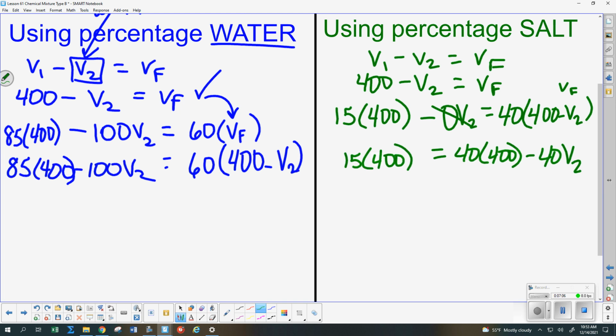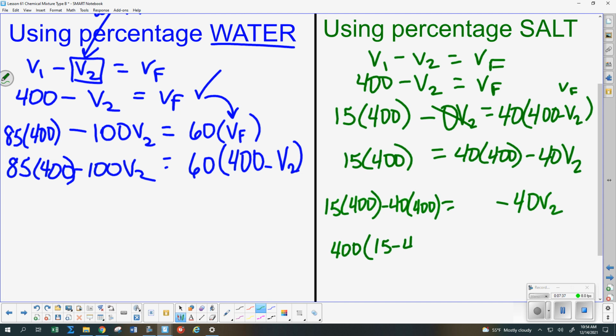So I could say that my minus 40 V2 over here is 15 times 400 minus 40 times 400. And I could punch those in my calculator if I wanted to and write those little pieces down. Or I could just factor out the 400. It's a greatest common factor. And I could say I have 400 times 15 minus 40 equals my minus 40 over V2.